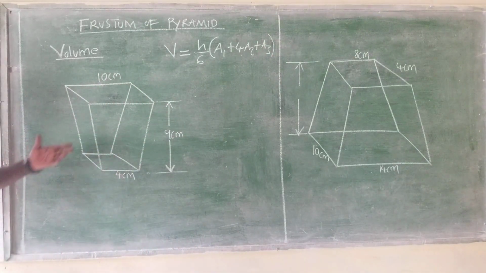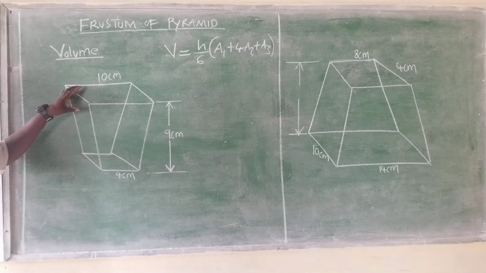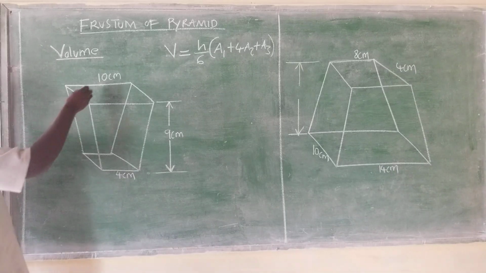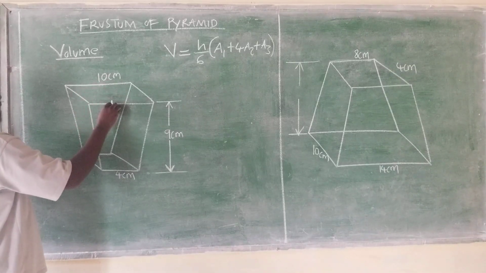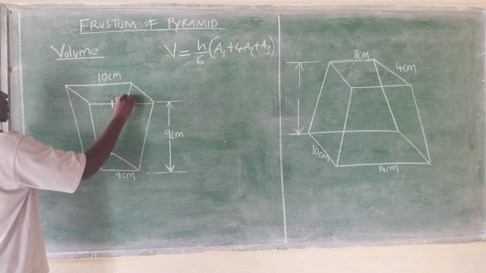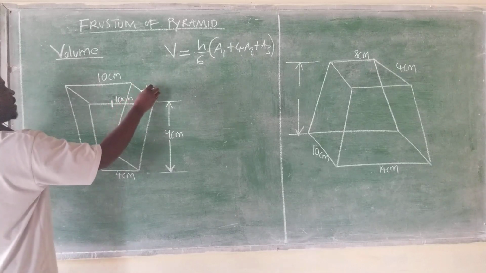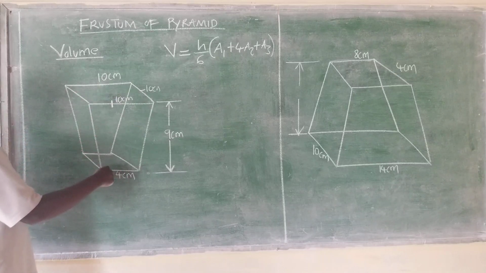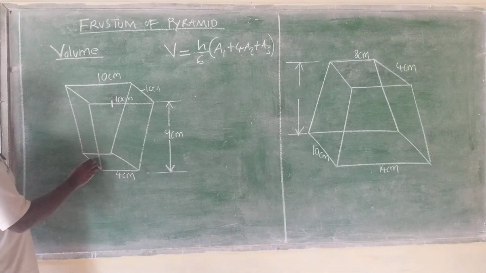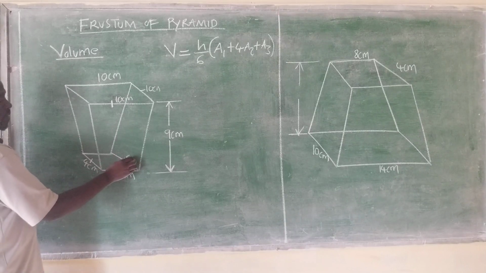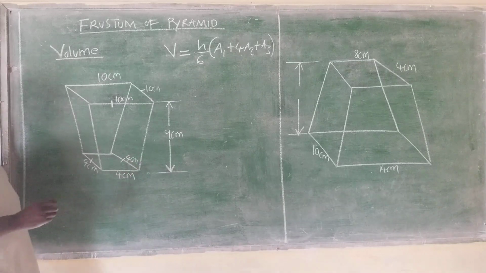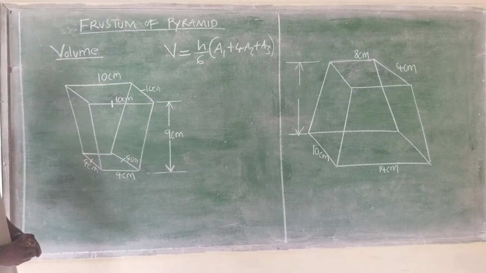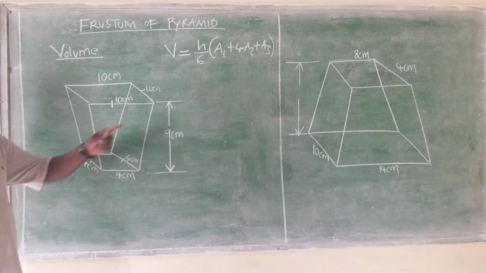We have one whose base is a square. Whose base is a square, meaning this side is also 10 centimeters, even this side is 10 centimeters. So the top part here is a square. Even the bottom part is also a square, so this is 4 centimeters, even the other side is 4 centimeters. Are we together? So now, the first thing we're going to do is find area 1.